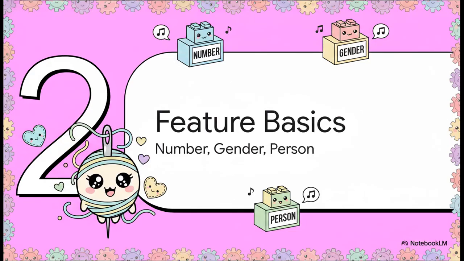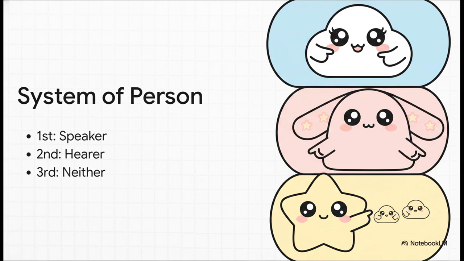Moving right along to section 2, feature basics, number, gender, and person. So what exactly are the threads making up these matching uniforms? Well, the big three are number, gender, and person. Now, what's really fascinating here is how universally languages categorize person. Almost all languages break the world down into 3 distinct little boxes.